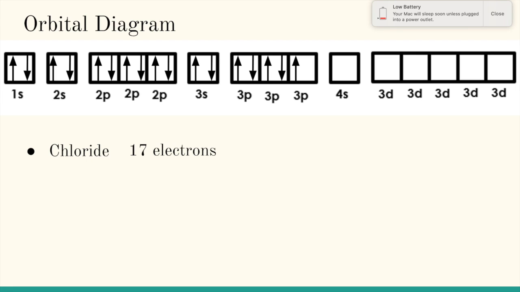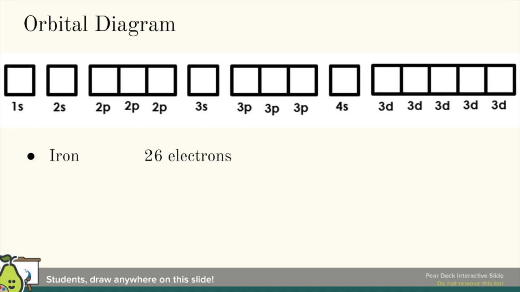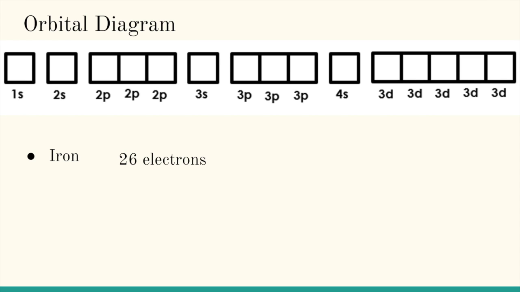Okay? Now, if we were going backwards from our orbital diagram to our element, what you would do is count the number of arrows. Remember, each arrow represents an electron, and for this unit, our electrons are going to match our atomic numbers. So going back from orbital diagrams is super easy. Count your arrows.